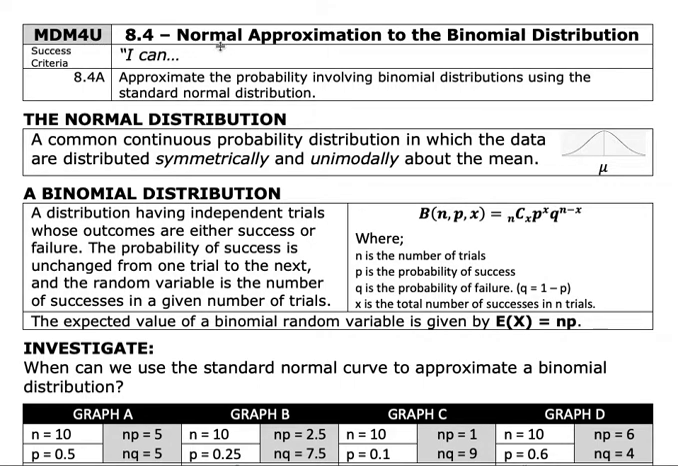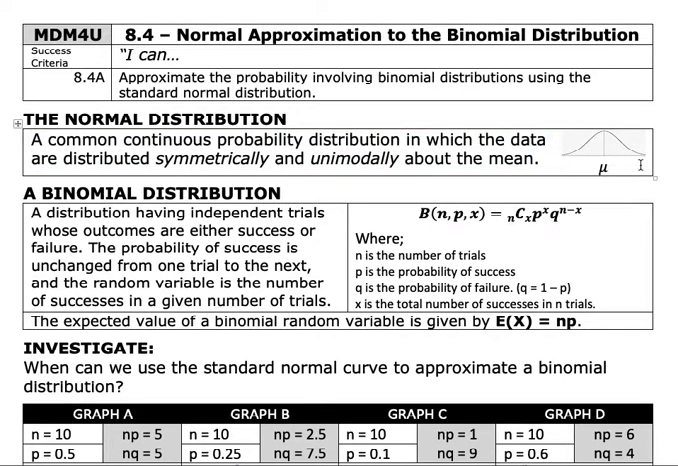MDM4U 8.4, normal approximation to the binomial distribution. So we have covered the binomial distribution in the past, and we've just recently learned about a continuous probability distribution, the normal distribution, a common continuous probability distribution in which the data are distributed symmetrically and unimodally about the mean.